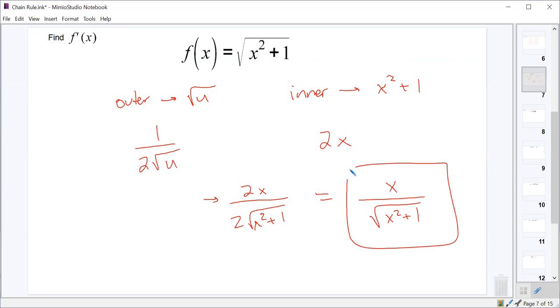Anytime it can be written as a composition of two functions, you've got to use the chain rule. So you can't just go in and say, oh, this is square root, so it's 1 over 2 root x squared plus 1. No, you have to multiply that by the derivative of the x squared plus 1.